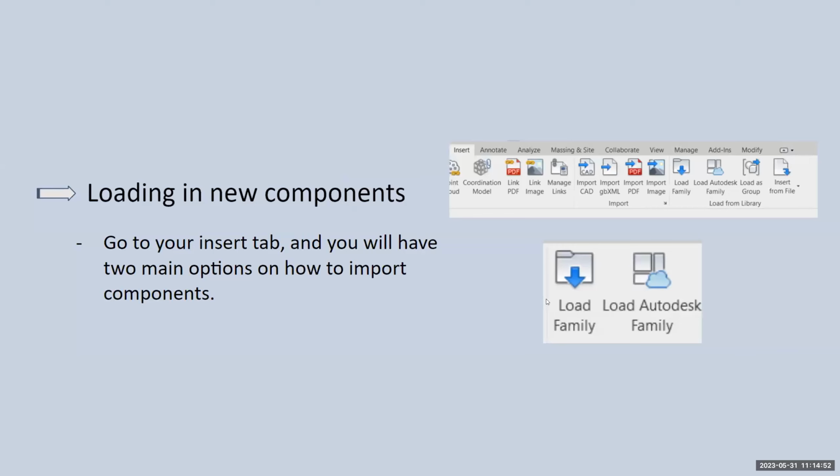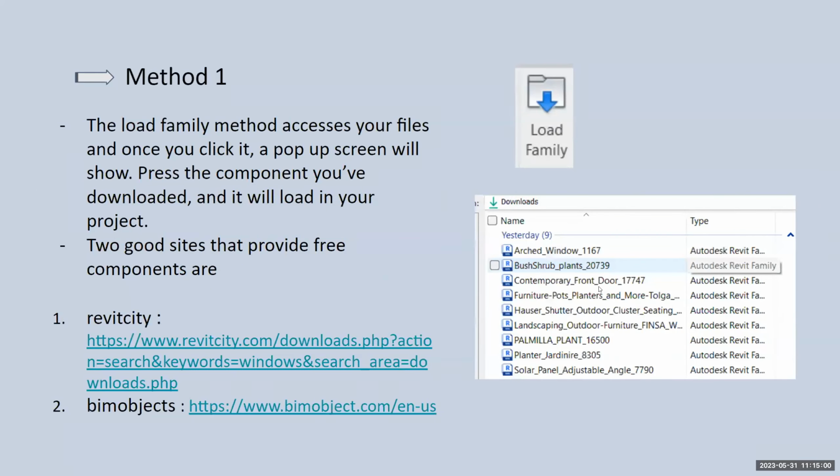To load in new components, you go to your Insert tab and you will have two main options. Looks like that. Method 1 is the Load Family method. Once you press this button, a pop-up screen will show your downloads. Just press on one and it will load it in. Two good sites that provide components are Revit City and BIM Objects.